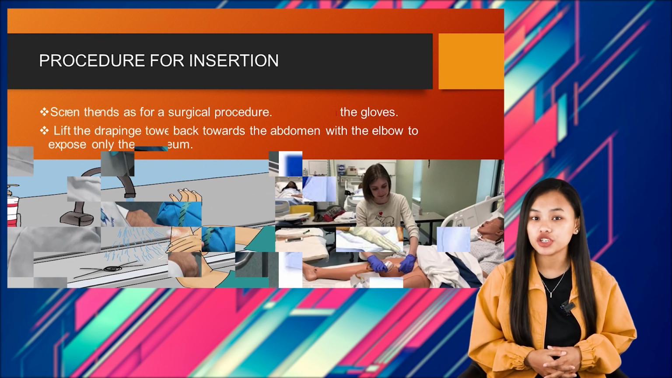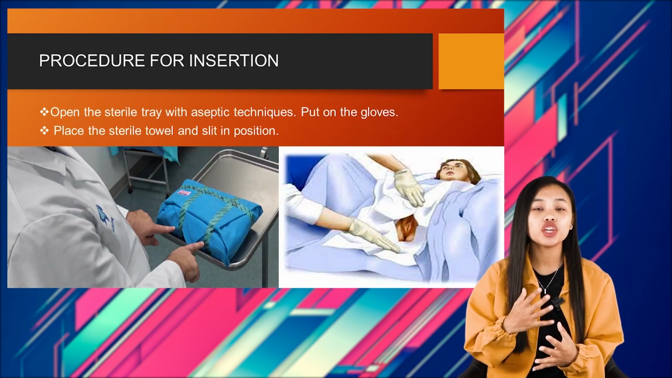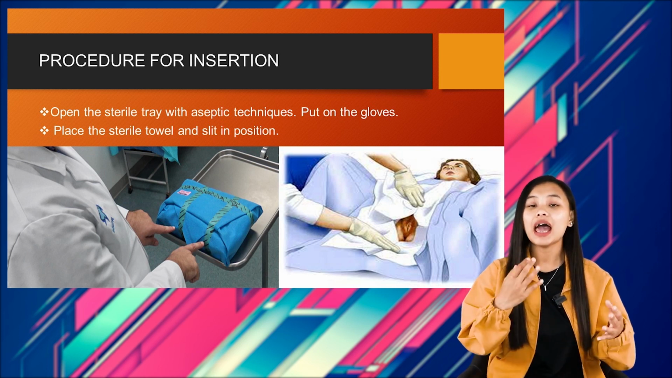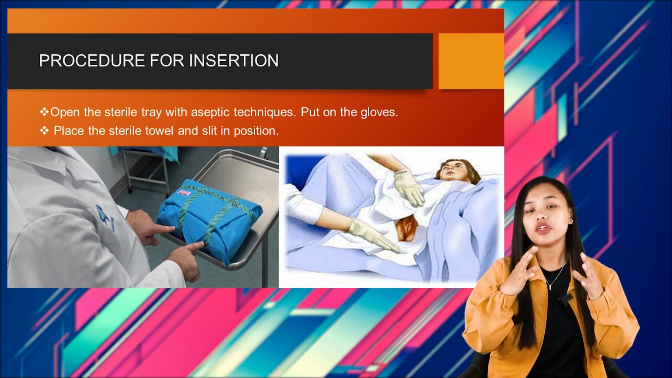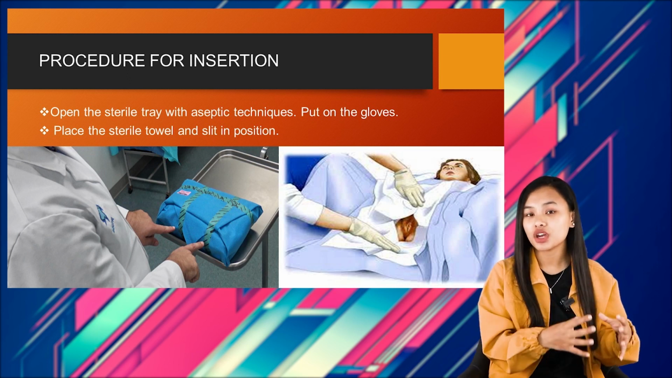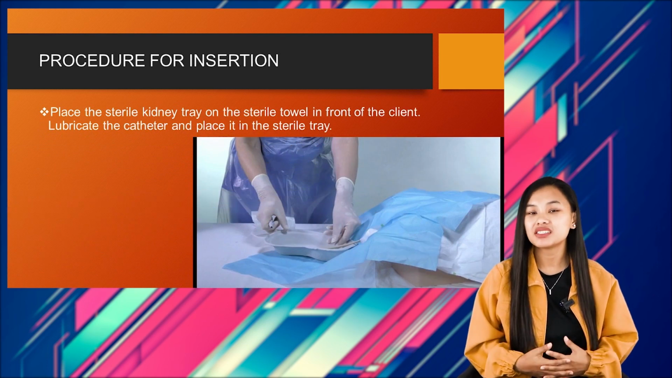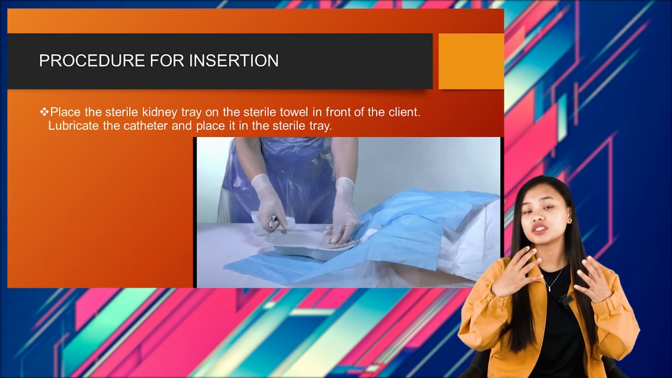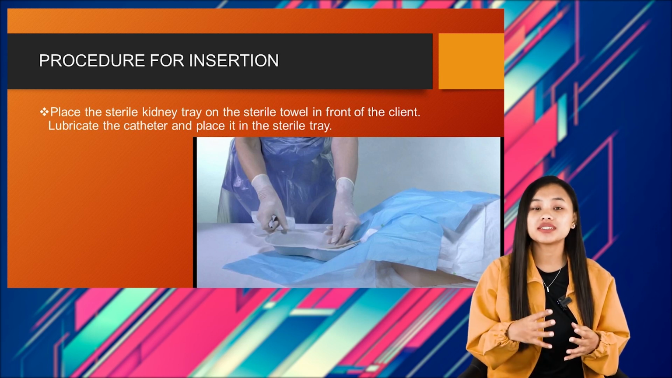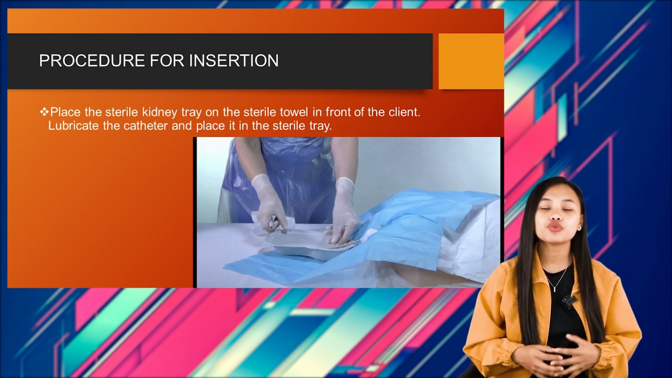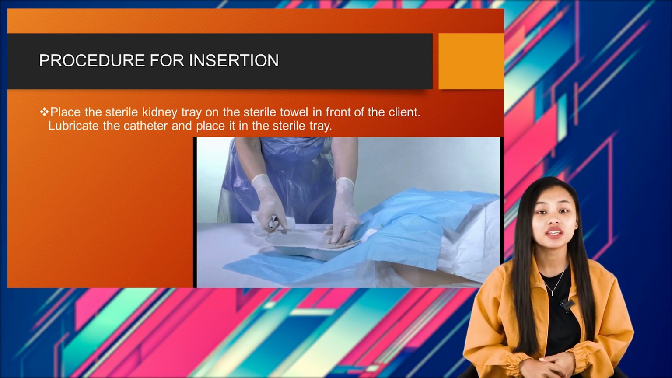Then we must lift the sheet back towards the abdomen with the use of our elbow and only expose the perineum of the patient. Once this is done, we must open the sterile tray by using the aseptic technique. Once it is open, we must put on our gloves. Then we must place the sterile towel and slit in position, and place the sterile kidney tray on the sterile towel in front of the patient. Then we must start lubricating the catheter and place it in the sterile kidney tray.